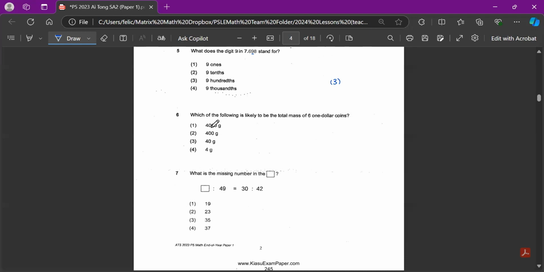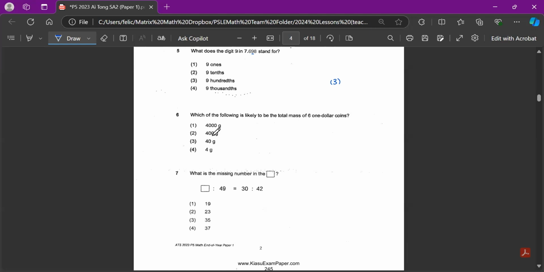4,000 grams is 4 kg. 4 kg is really heavy, right? Just imagine it's close to a bag of rice. At the supermarket, you can carry a 2 kg or 5 kg bag of rice. That's pretty heavy. So one is out. And I would say this is a bit too heavy also.